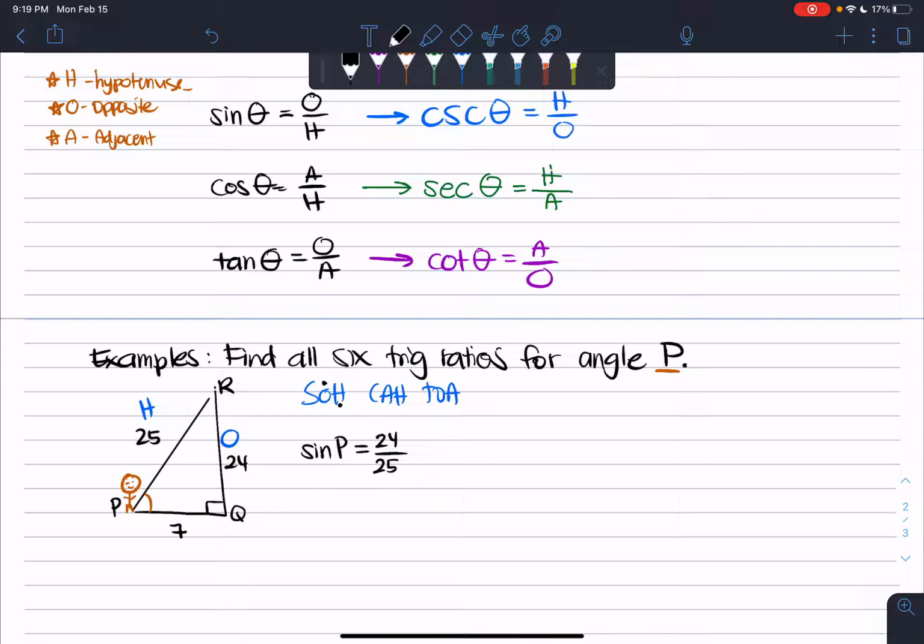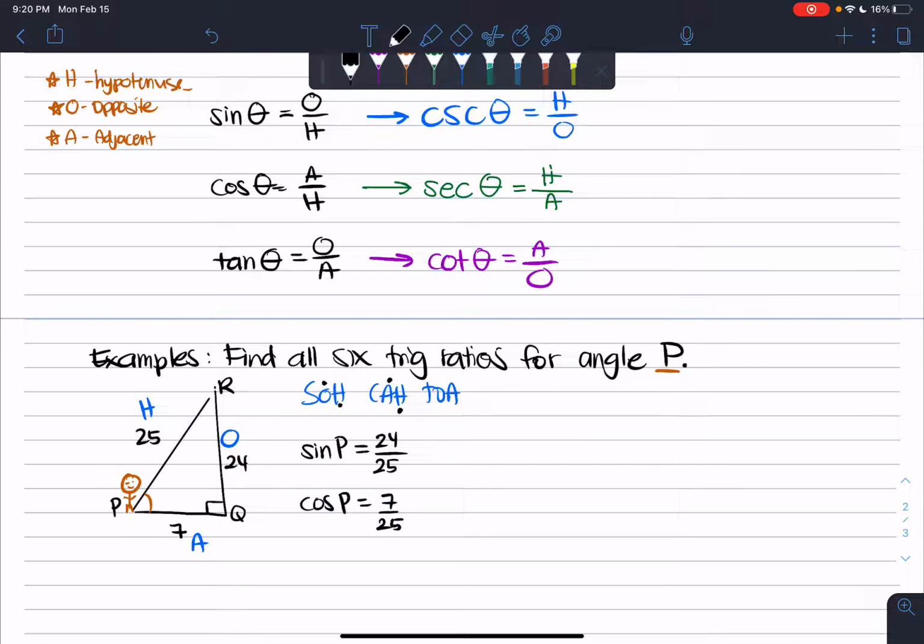Now the cosine of P is the adjacent over hypotenuse. So adjacent A is going to be right next to where we are standing, which is 7. So I could draw A there for adjacent, which tells us cosine of P is 7 over 25.